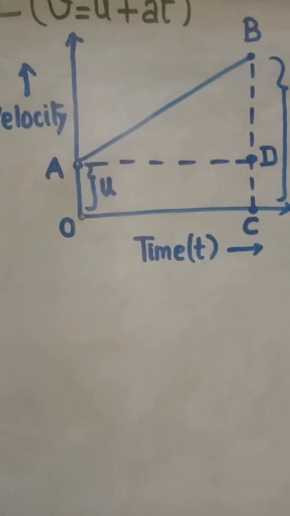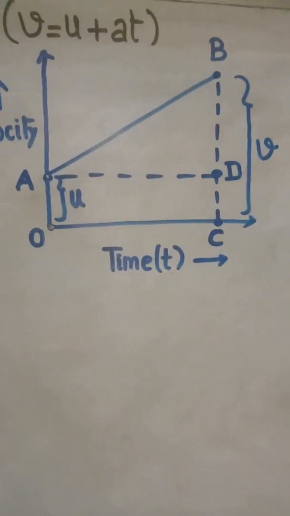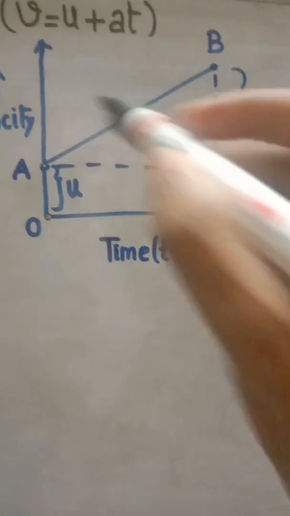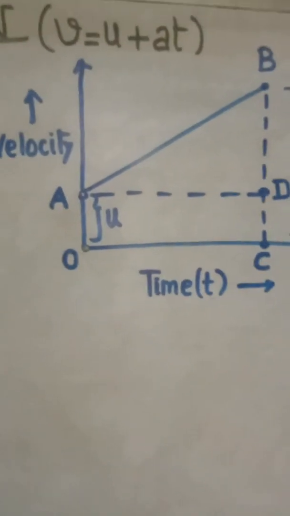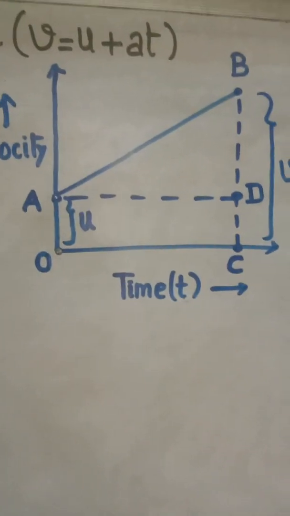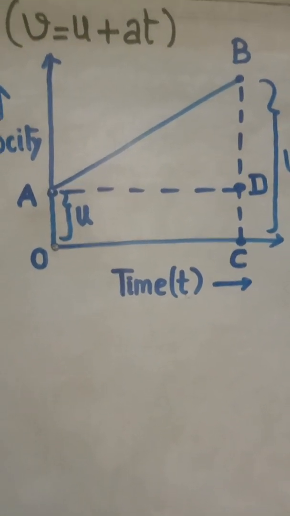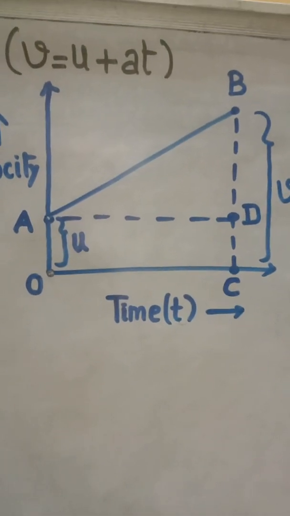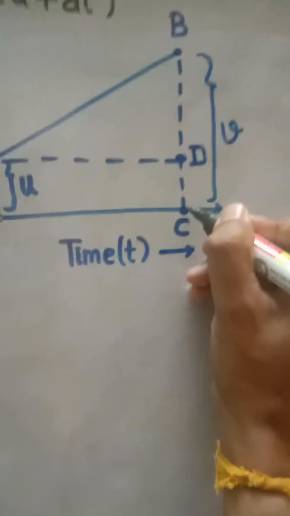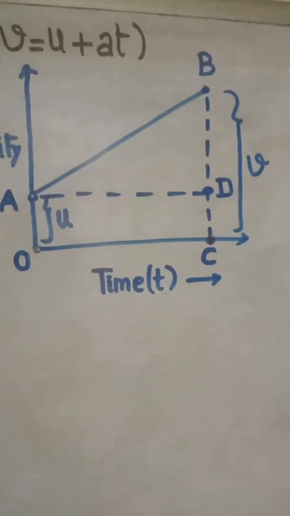Now from point A, the velocity is changing uniformly from A to B. See, this is uniform, right? It is uniform acceleration, so it will have a uniform acceleration a. Finally the velocity will become v after time t. So after reaching this particular point, velocity will become v.